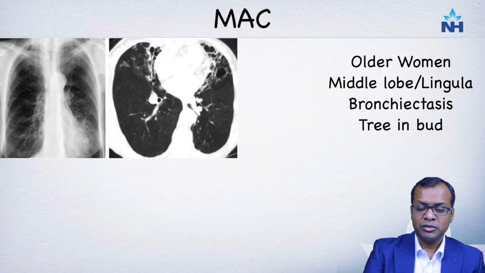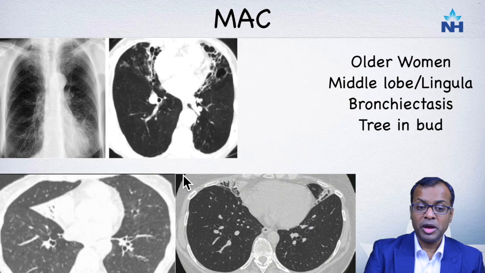The mid-zone involvement is fairly typical in terms of an atypical mycobacterial infection, often happens in older women, and it is in the middle lobe and the lingula where you start seeing these bronchiectatic changes. You may also see areas of middle lobe collapse itself or significant loss of volume in these patients. There is often a tree-in-bud pattern associated with this abnormality.